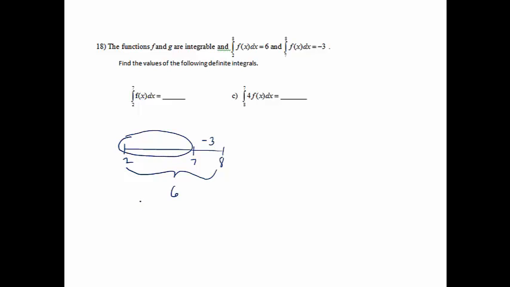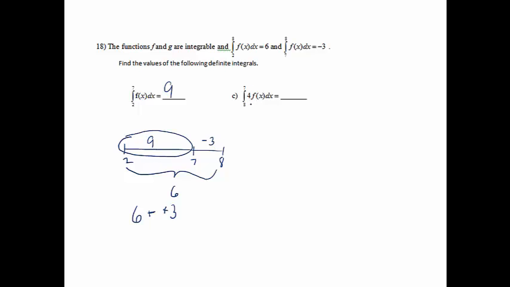So I can see from this I'm going to take the whole entire thing and subtract the part that I already know. So 6 minus negative 3 actually would give me 9. And if you look at this, it just makes sense, because if I take 9 plus negative 3, I do get an answer of 6 for my total integral.